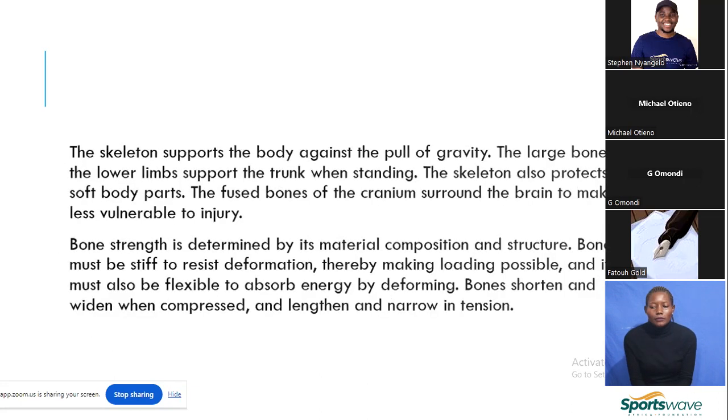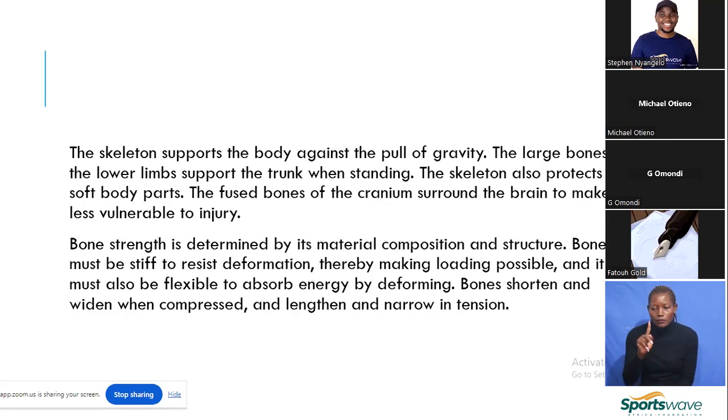The skeleton also supports the body against the pull of gravity. Remember in biomechanics when we talked about projectile motion, most of the sporting activities are just projectiles where you're subjected to the pull of gravity. So it is important to see how you can counter this pull of gravity to be able to move in whatever direction you want to move. So the skeleton also gives that support.